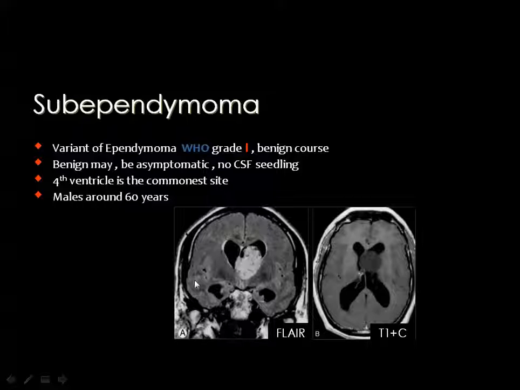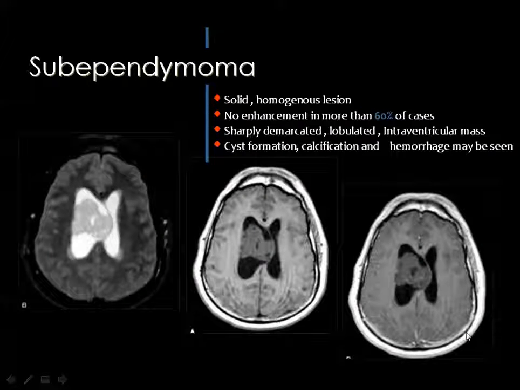And this is the FLAIR image, and this is T1 post-contrast, and you can see the high signal of the tumor in the FLAIR and absence of contrast enhancement after injection of contrast media. This is a solid lesion, and no enhancement occurs in more than 60% of the cases. It is a sharply defined lobulated intraventricular mass, and it may show some cystic changes, calcification, and also hemorrhage.